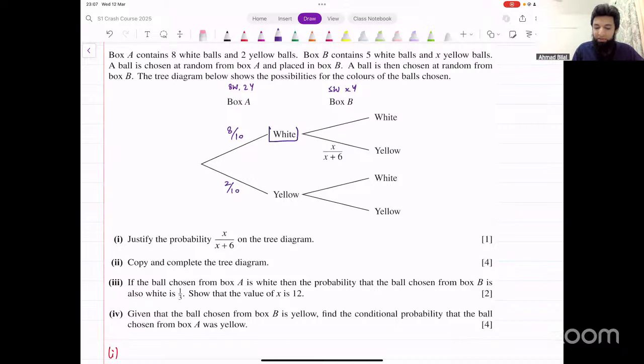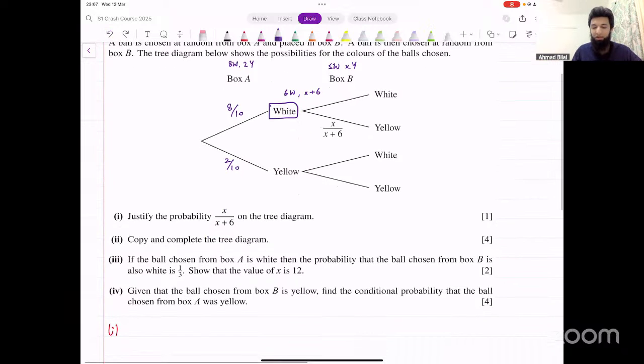Now, once you select a white ball, that ball is placed in box B. Okay, that white ball is placed in box B. Now, what happens when you place this ball in box B? Box B had 5 white balls earlier. 1 white ball is added to that. How many white balls do you get as a result of this in the second box now? Now the situation would be after this, in the second box, you would have 6 white balls. And what about the total? The total would be x plus 6. That's where this probability comes from.